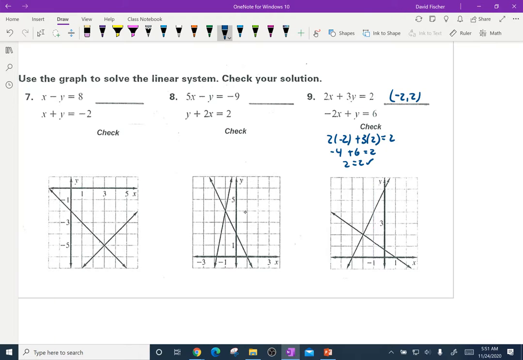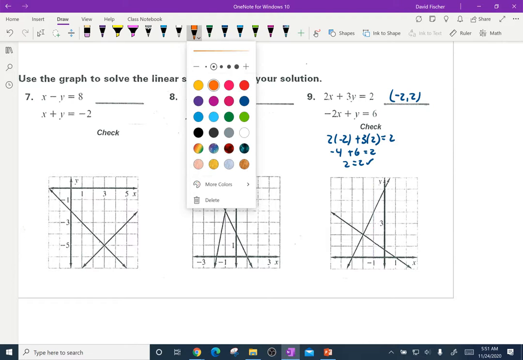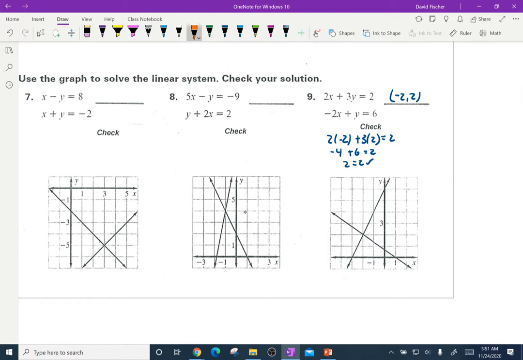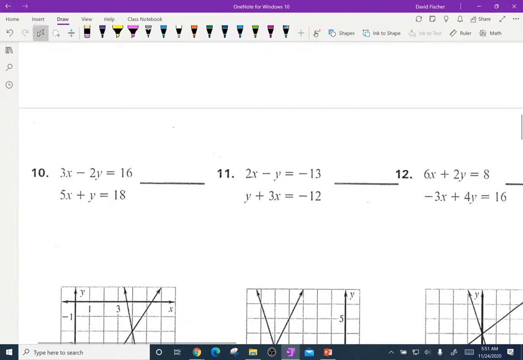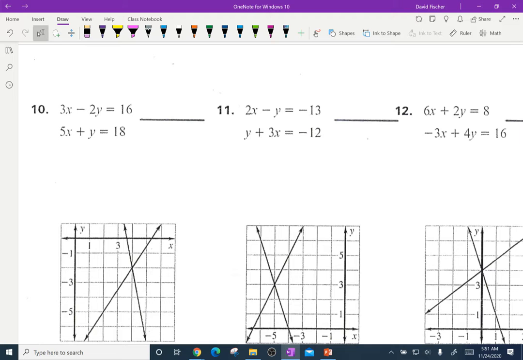And the reason I'm having you do this is I want you to get really fast at this whole checking thing. It's a very good tool to kind of check, especially when you get to some harder graphs here. And it looks like it works, so that's our solution there.